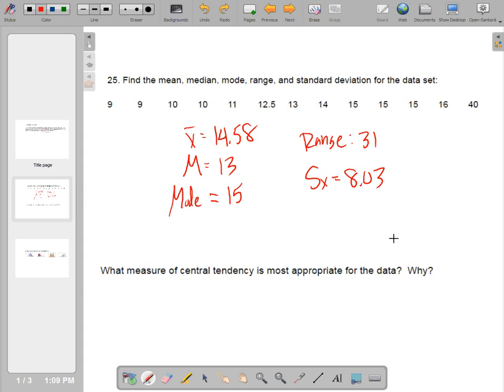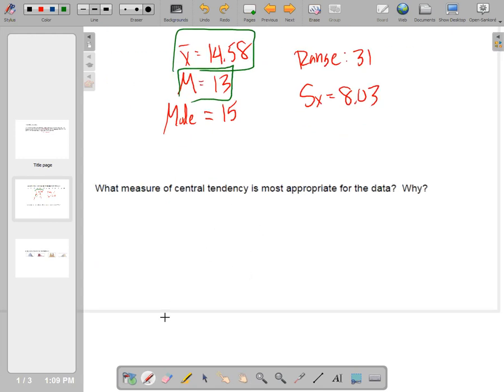And then it says which measure of central tendency is most appropriate for the data. So here you can see that the mean and the median are not quite the same, which means this data might be skewed a little bit. And if the mean is bigger, then usually what that means is the mean's over here and the median is somewhere in here, which means it could be skewed right.